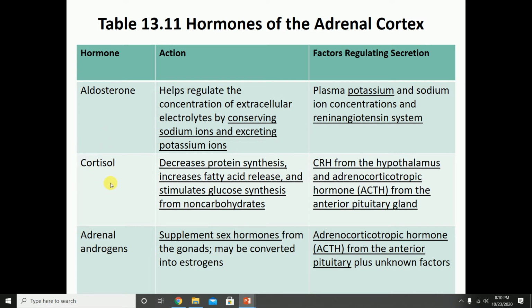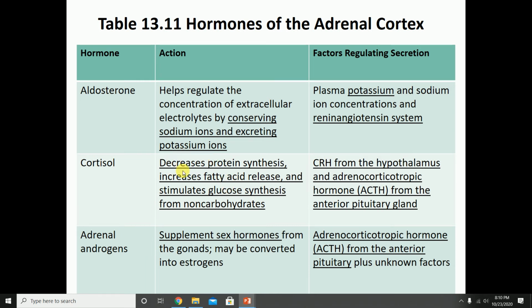Next is your cortisol, and that is under the control of CRH and ACTH. CRH again from your hypothalamus and ACTH from the anterior pituitary. Cortisol decreases protein synthesis. It increases the release of fatty acids, and it stimulates the making of glucose from non-carbohydrates. So the liver will take up amino acids and these fatty acids and change them into glucose, a process known as gluconeogenesis.